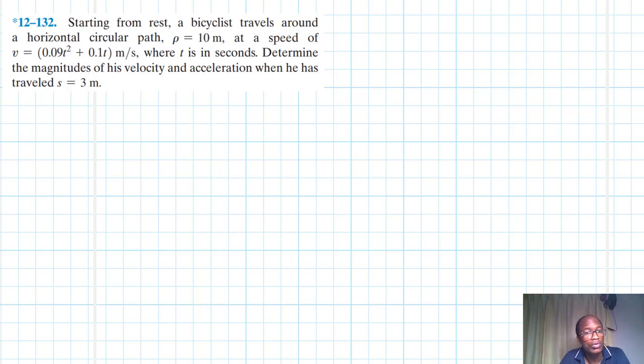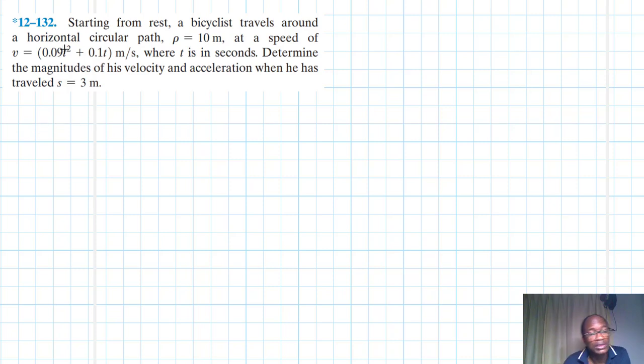The problem reads: starting from rest, a bicyclist travels around this horizontal circular path, rho equal to 10 meters, at a speed of v equal to 0.09 t squared plus 0.1 t meters per second, where t is in seconds. Determine the magnitudes of his velocity and acceleration when he has traveled 3 meters.